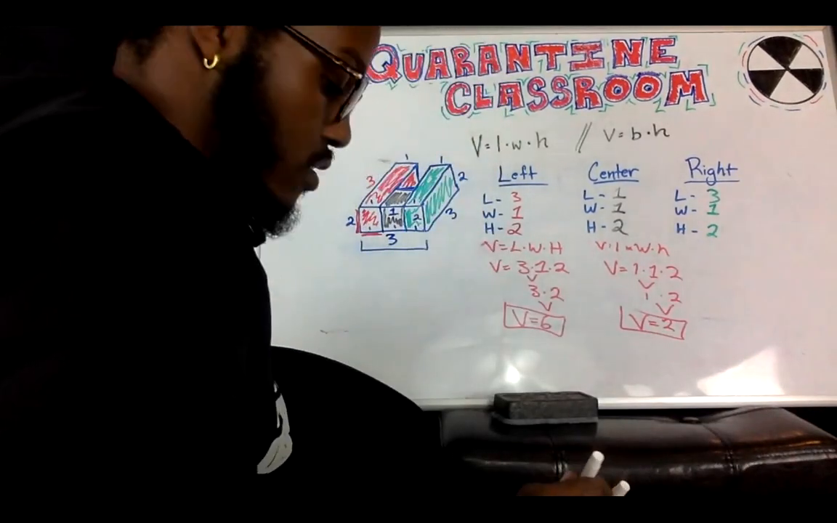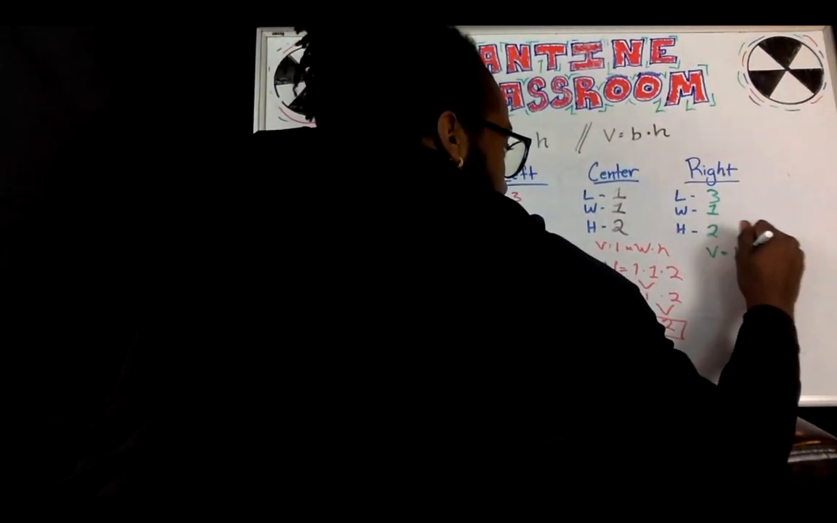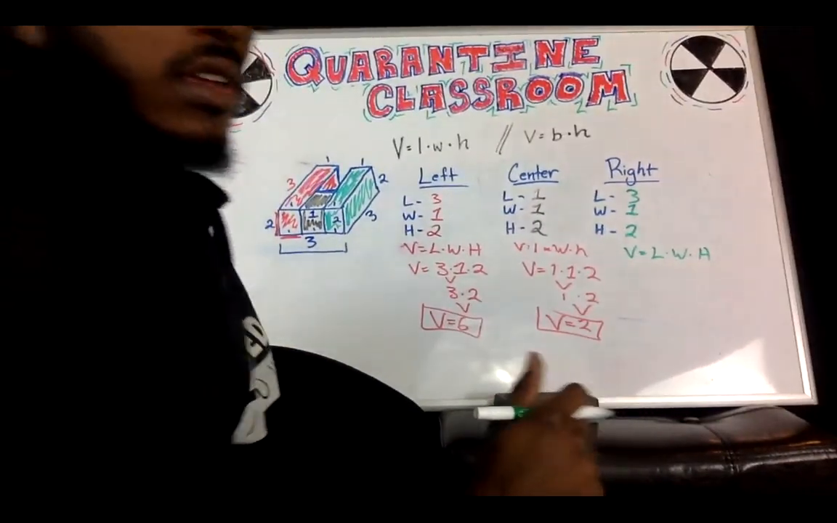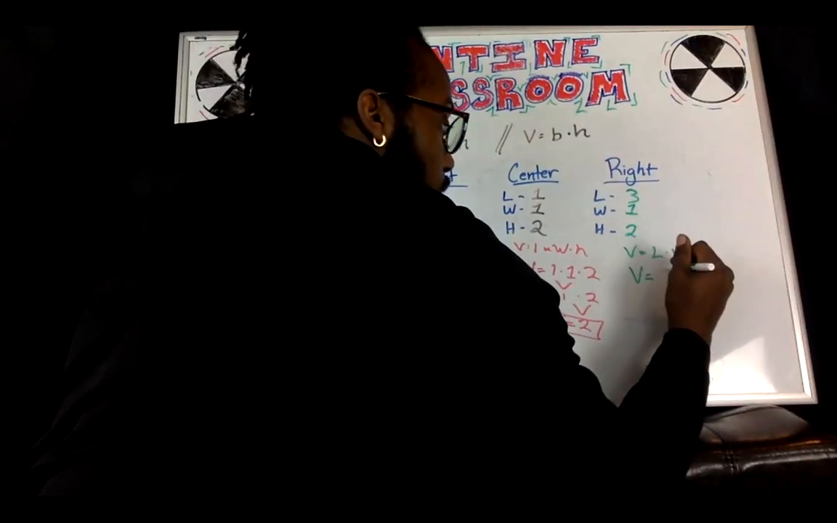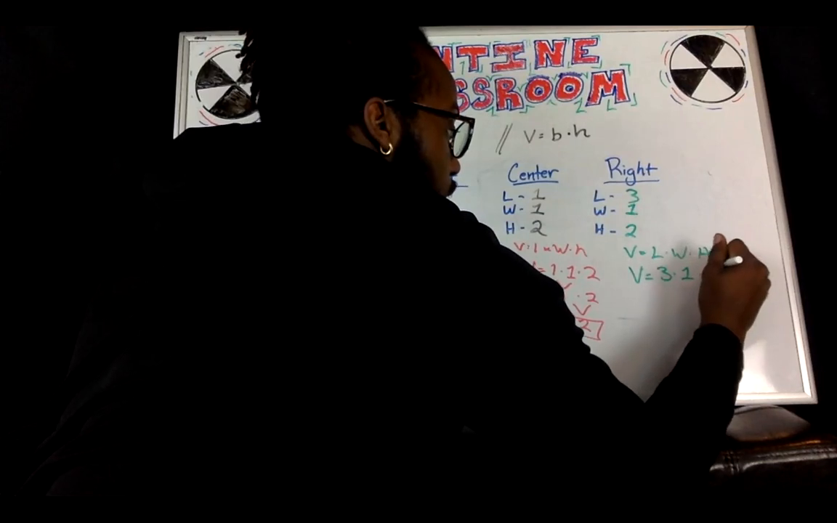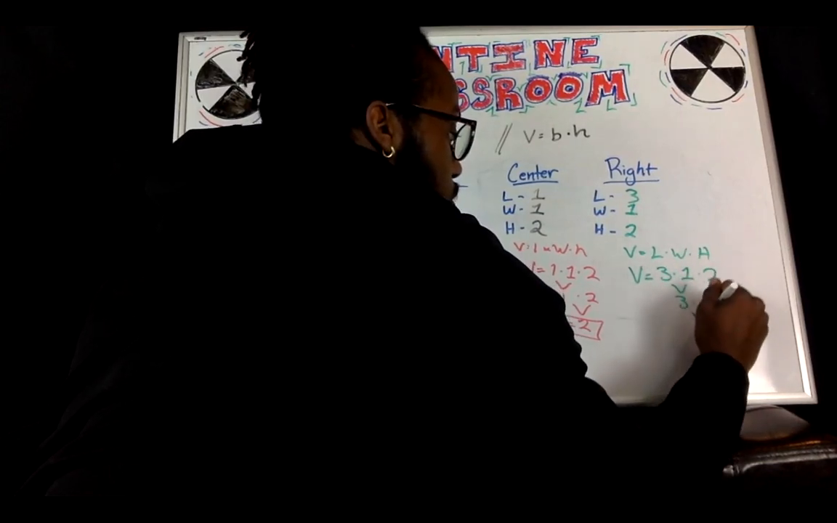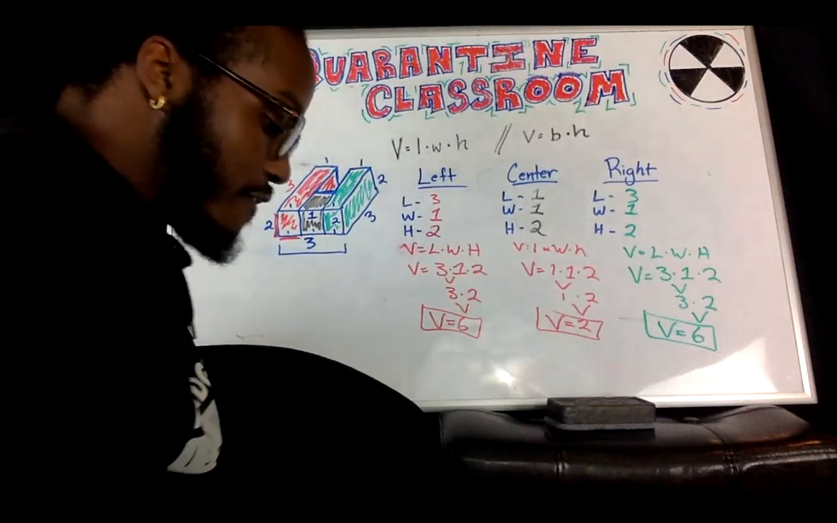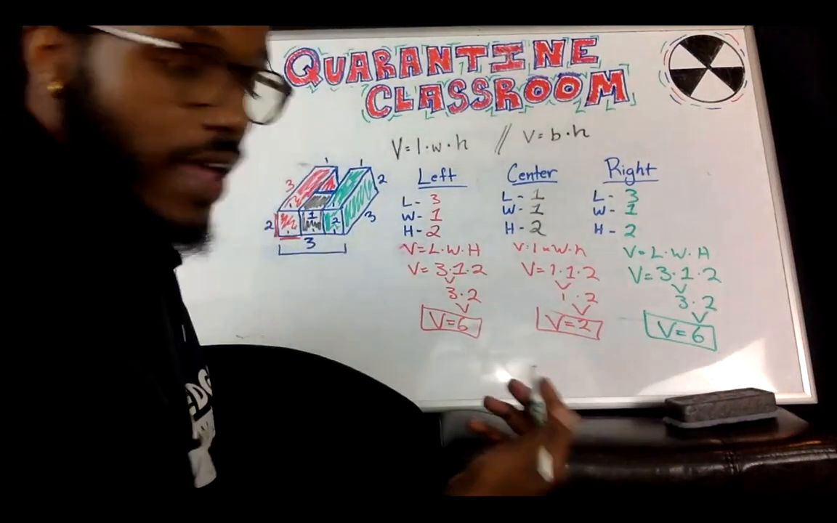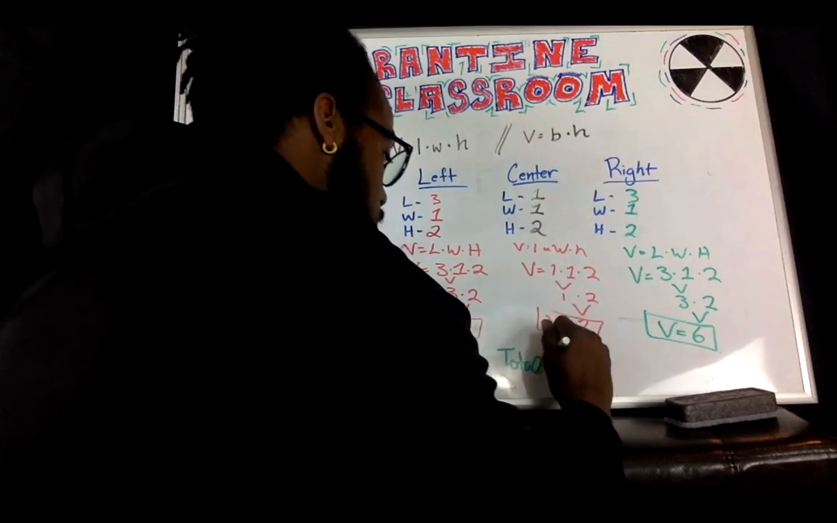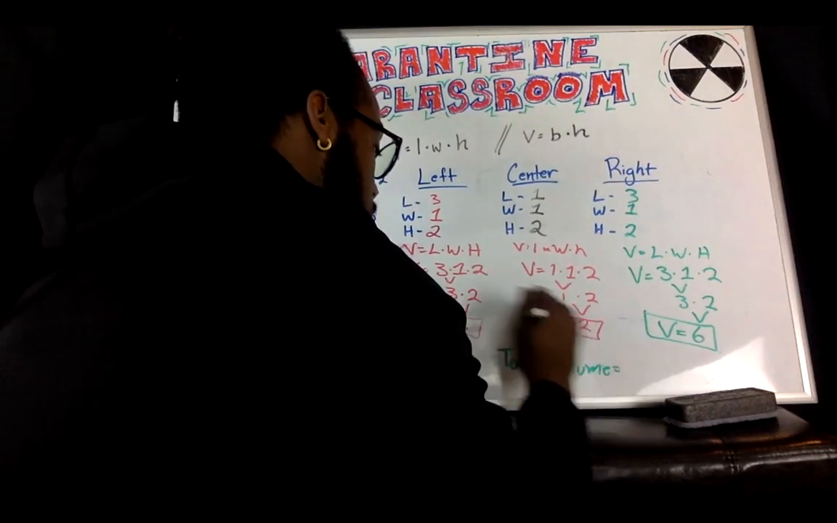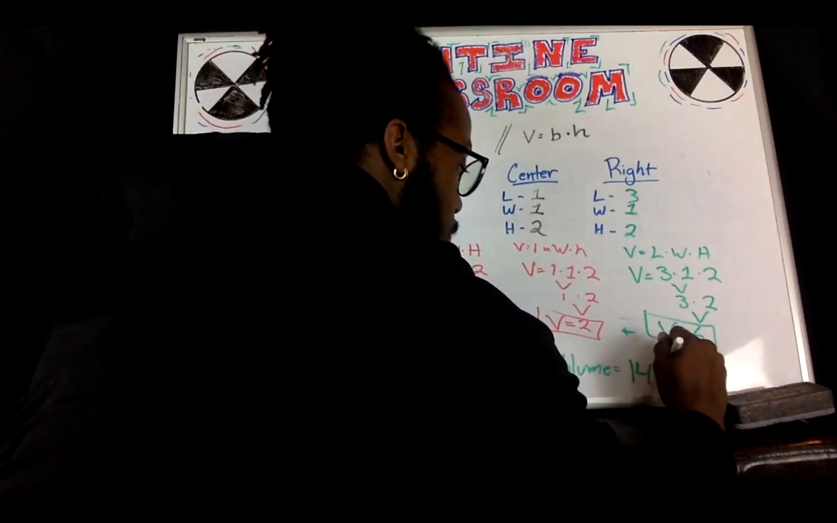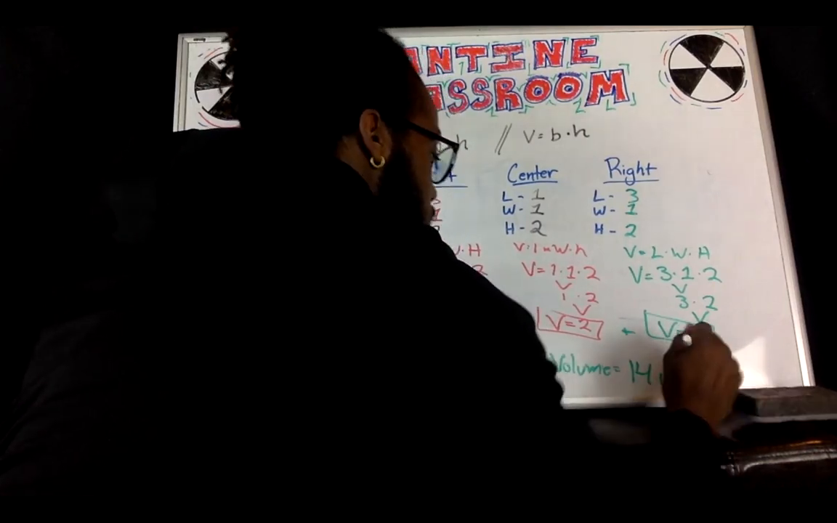And then length times width times height. Let me move it over some. And it's the same. 3 times 1 times 2. 3 times 2, 6. The volume equals 6. And then to find our final answer, the total volume, we have to add all of these together. Equals 6 plus 2 plus 6. 6 plus 2 is 8. 8 plus 6 is 14. So we're talking about 14 cubic units. Units to the third power.